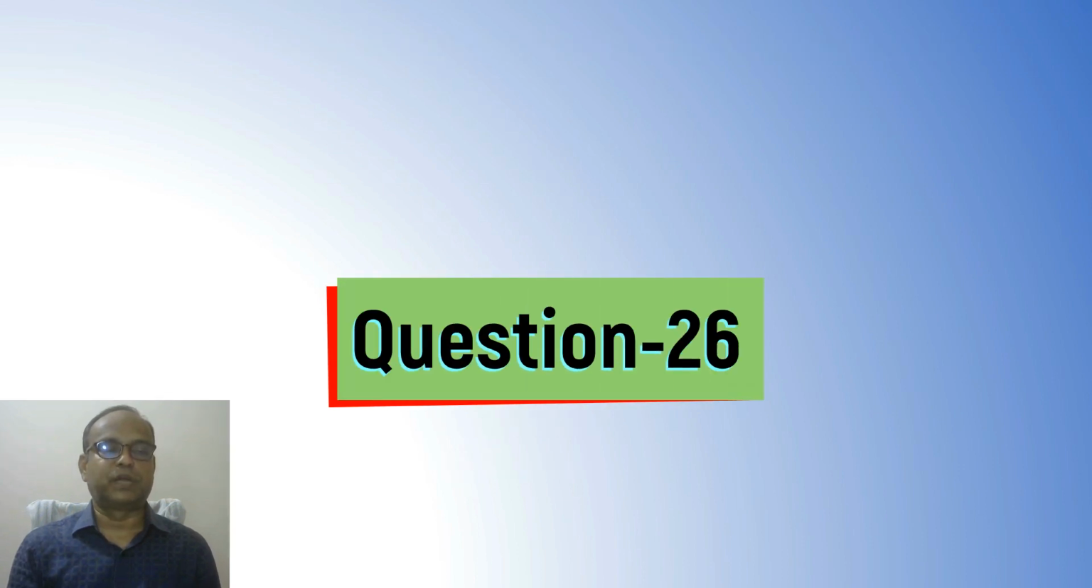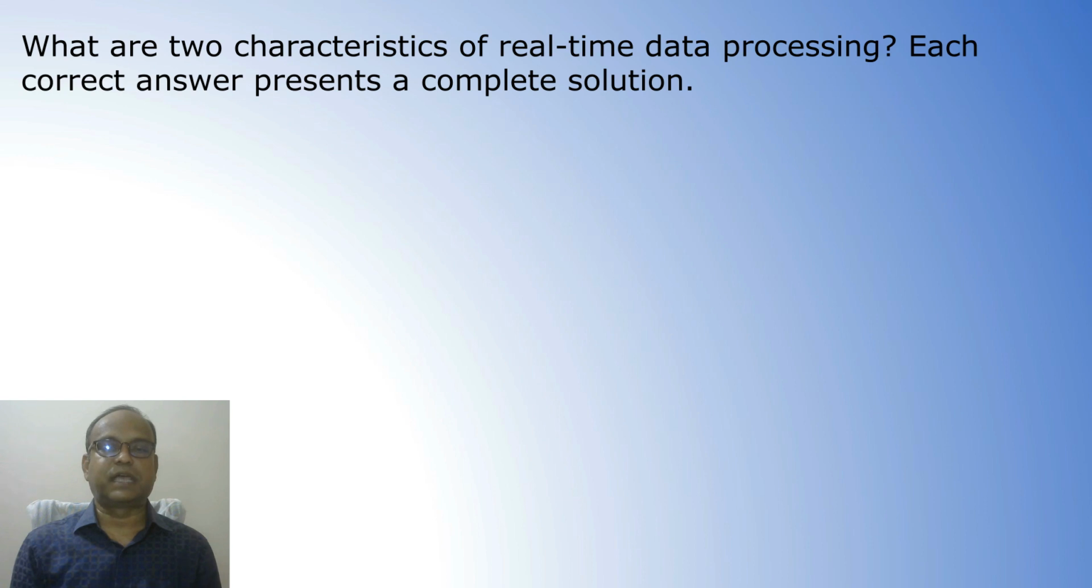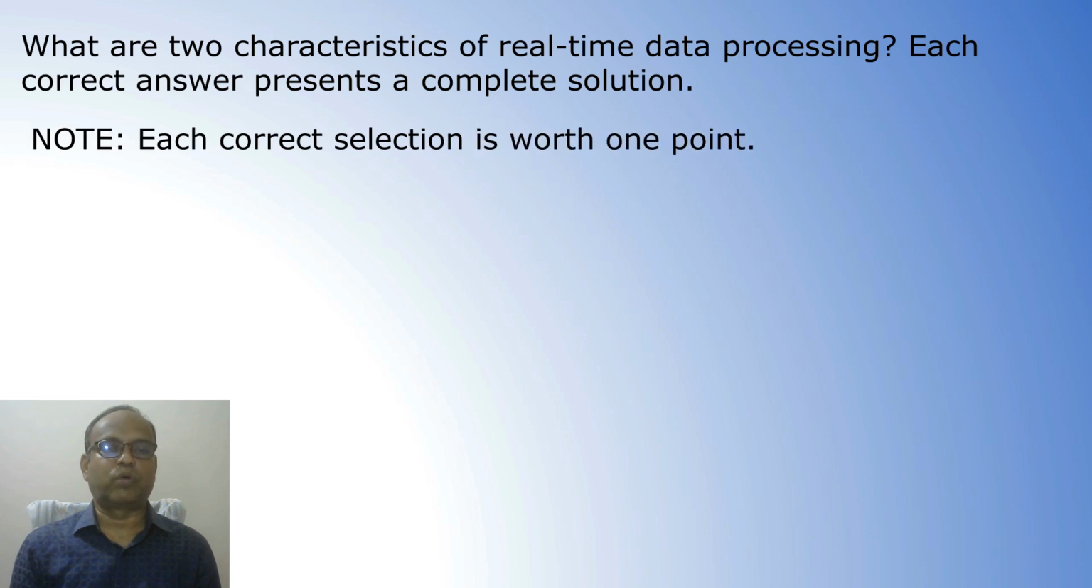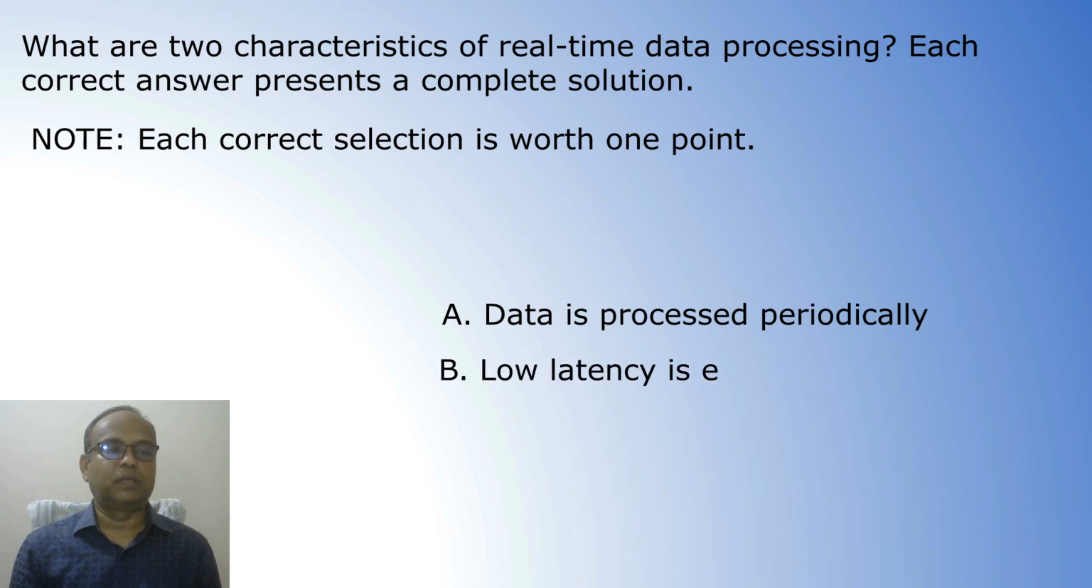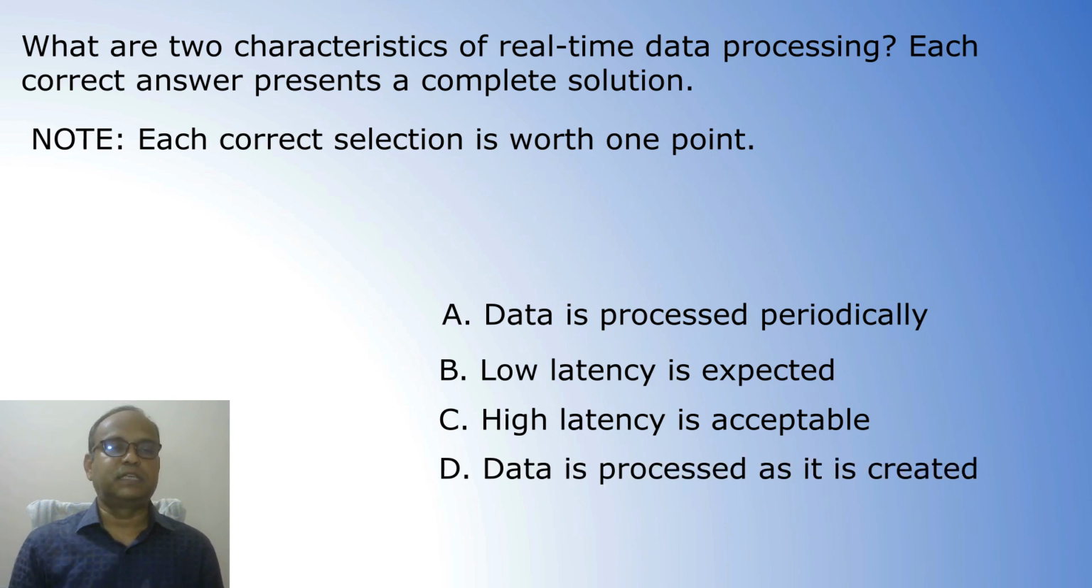Next question. Question number 26. What are two characteristics of real-time data processing? Each correct answer presents a complete solution. Note: each correct selection is worth 1 point. Option A. Data is processed periodically. Option B. Low latency is expected. Option C. High latency is acceptable. Option D. Data is processed as it is created.